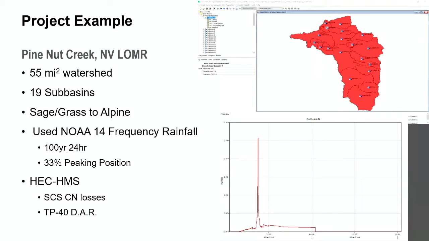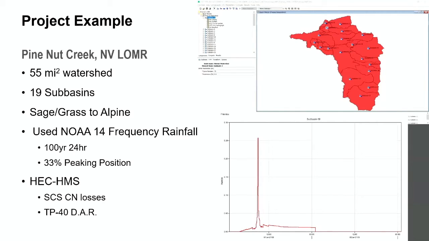So I want to talk a little bit about one of the project examples that we're working on right now. This is the Pine Nut Creek in Nevada, and it's a letter of map revision. And this will be sort of a unique submittal because it will be using a rain on grid transformation. That is not a typical process for a LOMR submittal. It has been done, but I think it's been limited.